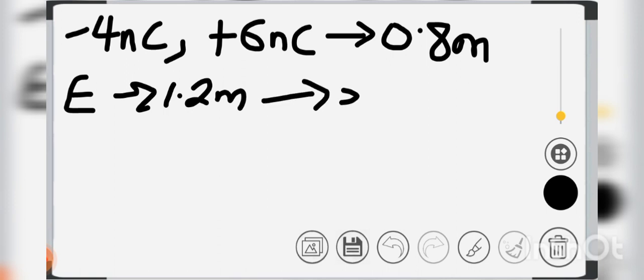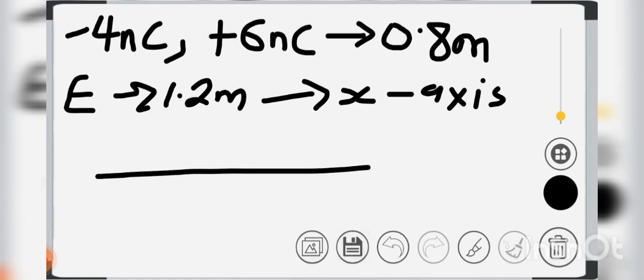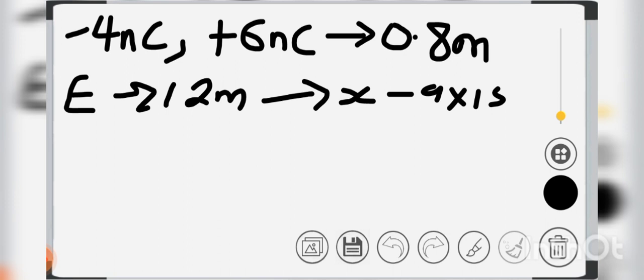Everything is along the x axis. So how do we do this? First, you draw the x axis. Let me redraw this x axis again. Just draw the x axis.